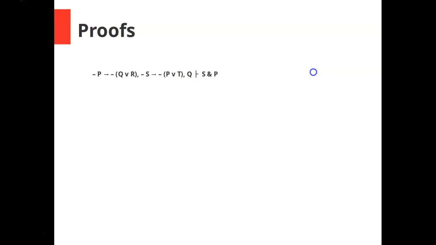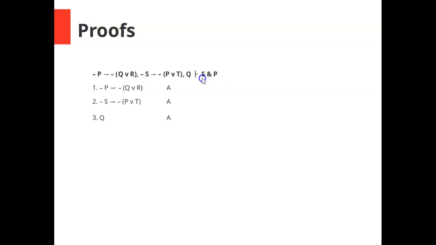Here is a third proof for us to try. This one has got a lot of stuff going on. It might take us a little bit more than our last proof. Let's lay out our assumptions. There they are. We have a conditional, and then just a simple sentence.